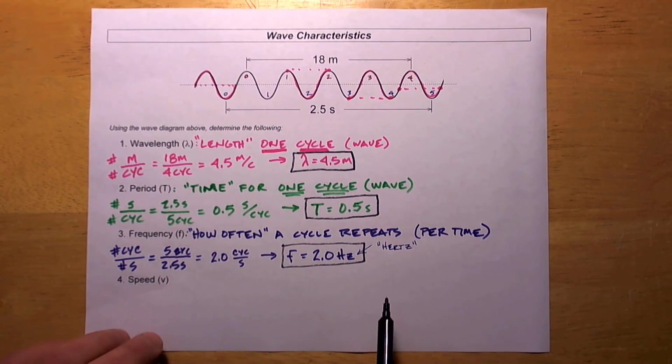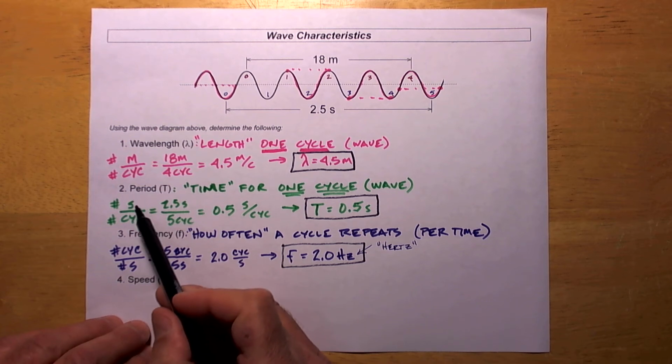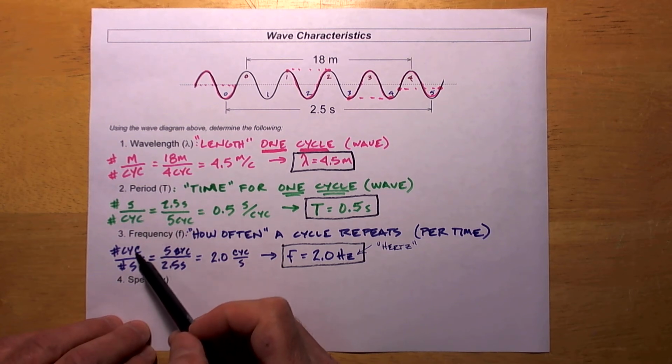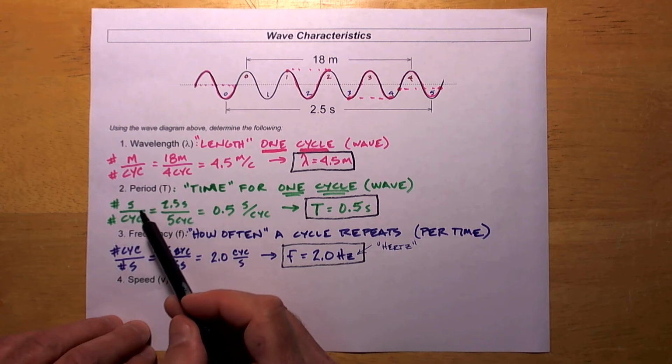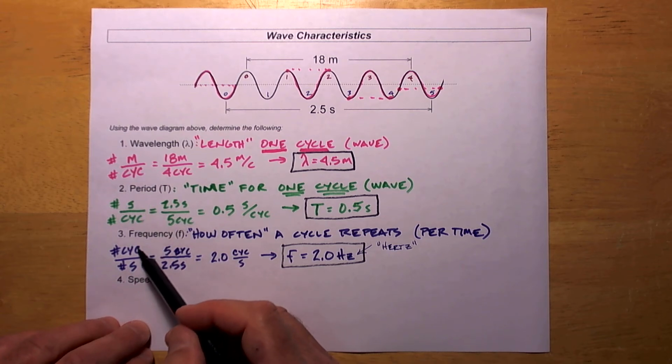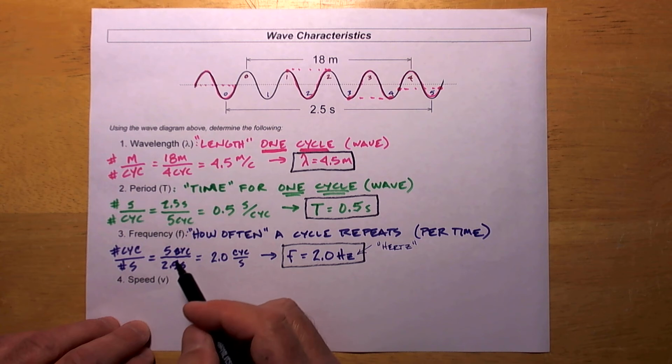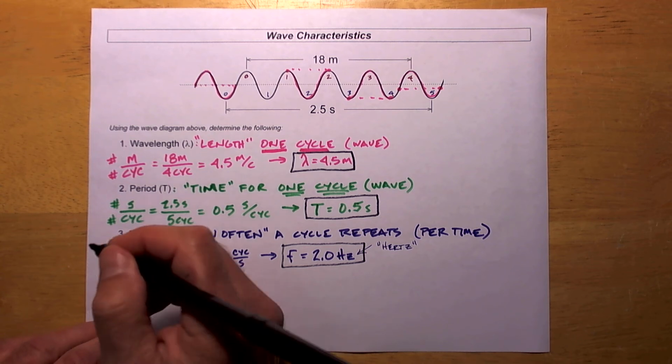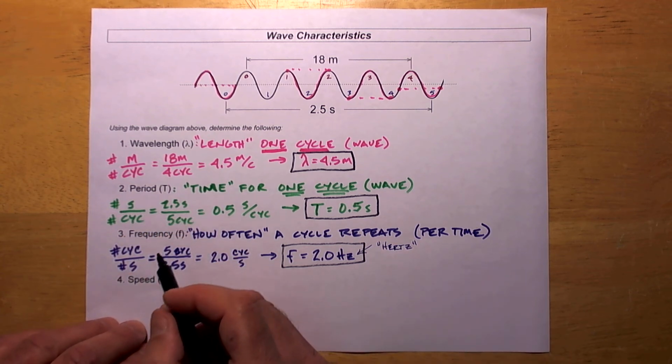Now, notice, if you will, that period is seconds per cycle, and frequency is cycles per second. So you can see that these are just the inverse of each other, and that's going to be really important to remember. So let's just go ahead and make a note of that.